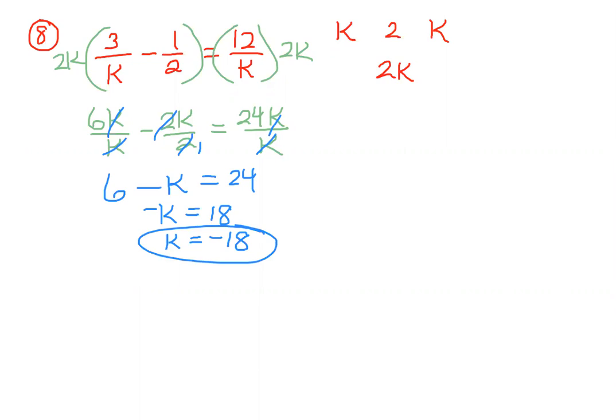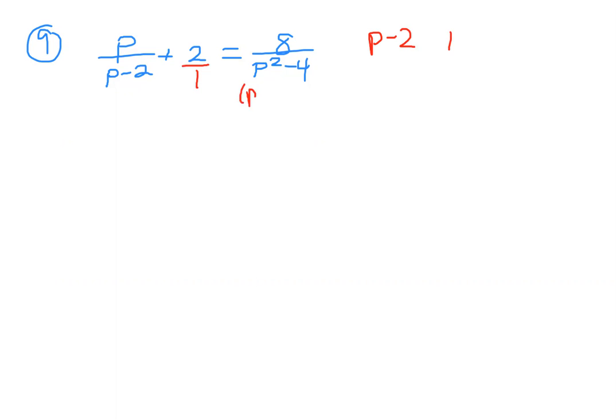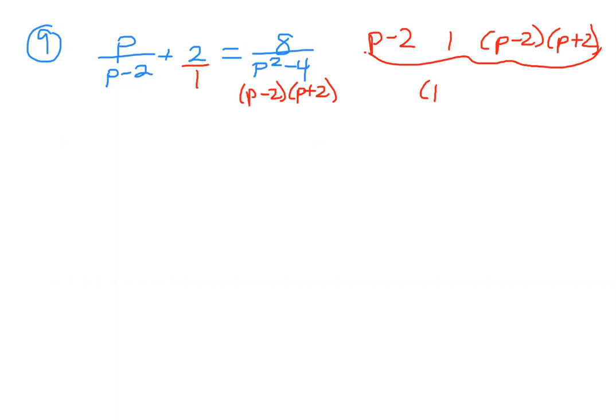Okay, let's look at a more complicated one. Number 9. P over p minus 2 plus 2 equals 8 over p squared minus 4. So we've got to look at all the denominators. Our denominator here is p minus 2. What's our denominator here? 1. What's our denominator here? It is p minus 2, p plus 2. So what's going to be our common denominator here? P minus 2, p plus 2.